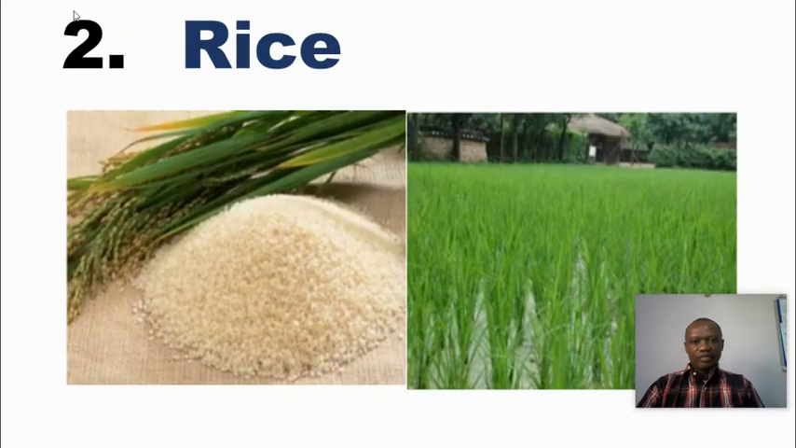Another good example is rice. Rice is a good example of cereal, and is produced almost all around the world. Remember, China is a very major producer of rice. Nigeria also produces rice in large quantities. At some point, we started exporting as well. So rice is a staple food. Many of us eat it morning, afternoon.